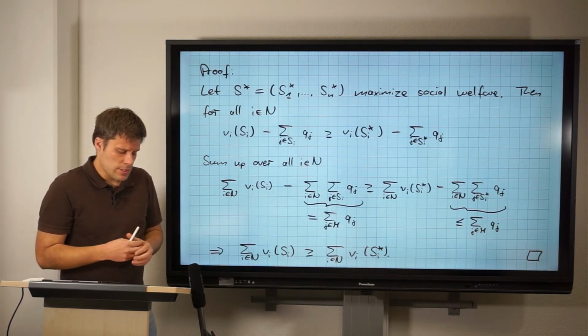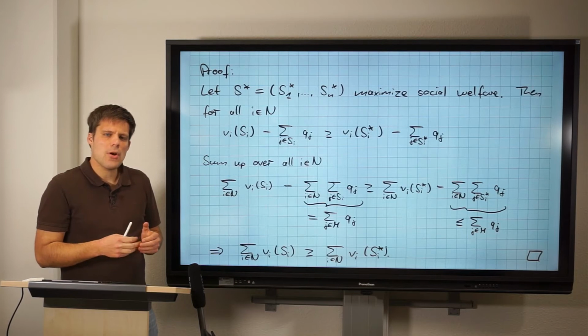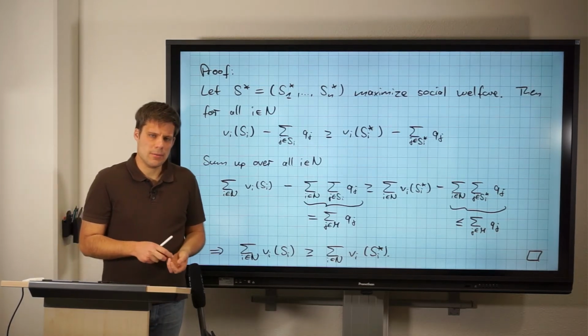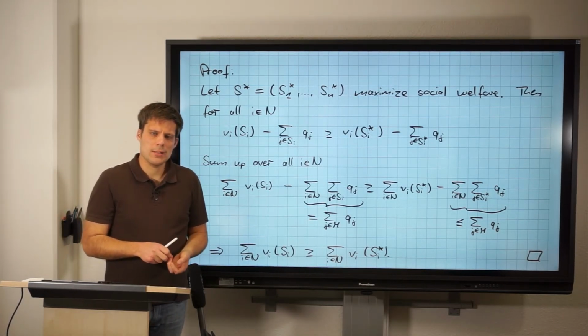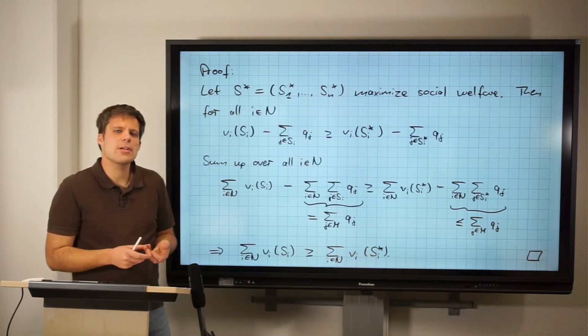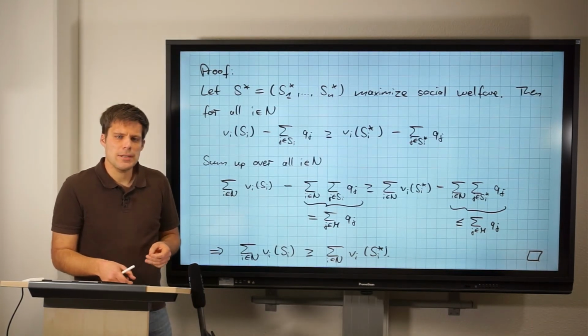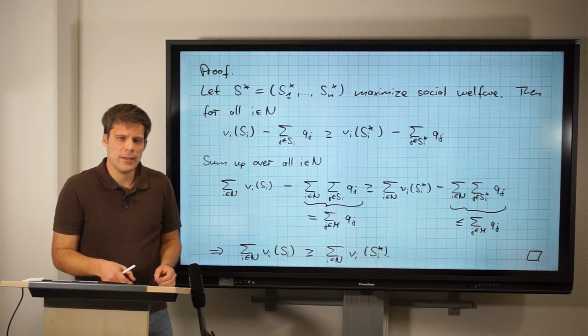But this, of course, doesn't tell us that there always is a Walrasian equilibrium. And as we've seen, sometimes there is no Walrasian equilibrium. And this is what we want to do next. We want to show that for unit demand valuations, there is always a Walrasian equilibrium, and we will be able to see that this corresponds to the VCG outcome.